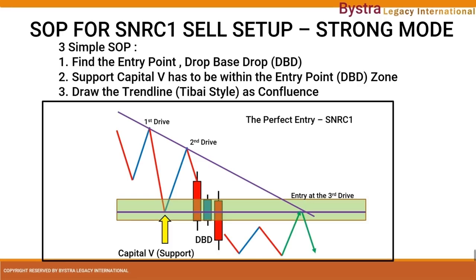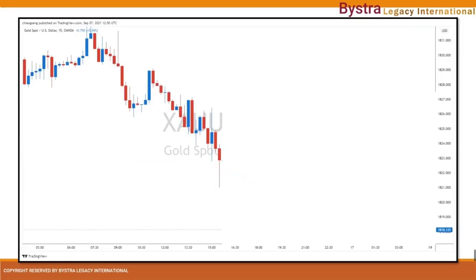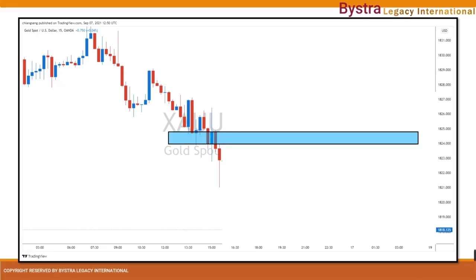Let's have a look at the MT4 chart example. So here again, I have the XAU USD. This is gold. Are you able to find the entry point, guys, with the capital letter V? First of all, what should we look for? The drop base drop. Okay, so here we go. We have the drop, base, and then drop.